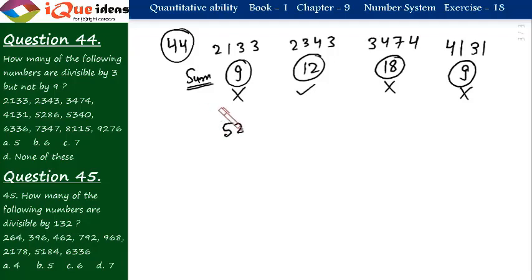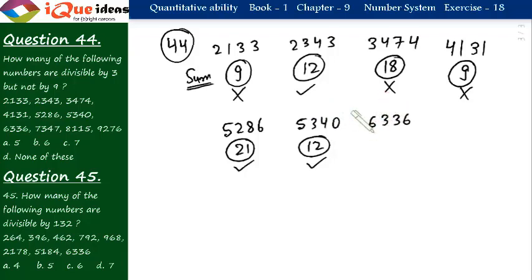Then the next one is 5286. Go on doing that for every number. 5 plus 2, 7 plus 8, 15 plus 6, 21. 21 is divisible by 3 but not by 9. So the number is divisible by 3 but not by 9. So this will be counted for our answer. Next number is 5340. 5 plus 3, 8 plus 4, 12 plus 0 is 12. 12 again is divisible by 3 but not by 9. So this has to be counted.